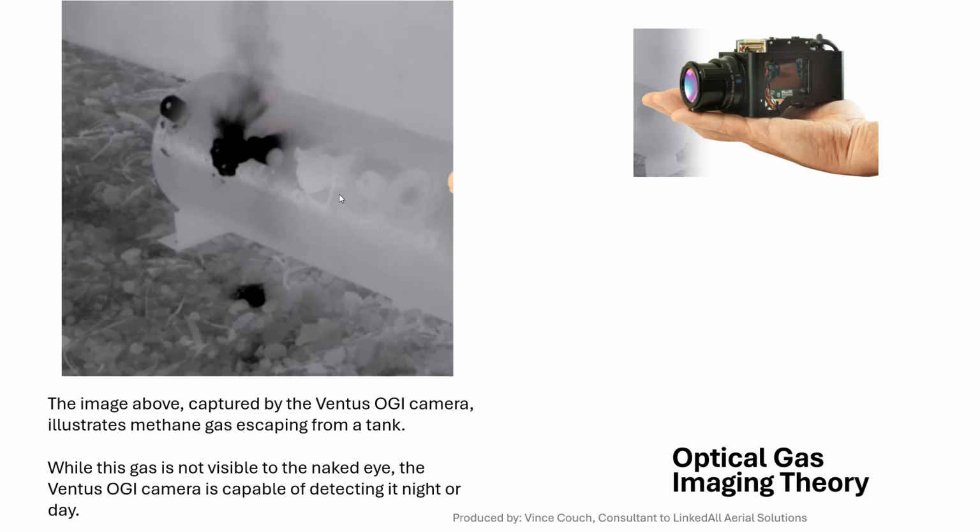Okay, the image here was captured by the Ventus OGI camera, and it illustrates methane gas escaping from a tank. While this gas is not visible to the naked eye, the Ventus OGI camera is capable of detecting it night or day. So if you did this at night, it would look the same as if you did this during the day, assuming the temperature was about the same. Assuming this thing is indoors and temperatures are about the same, it's going to look the same.